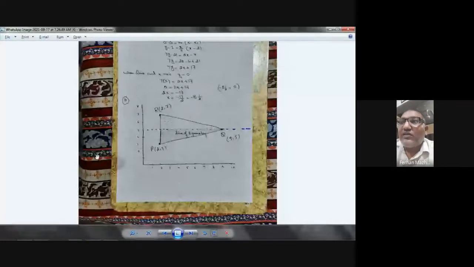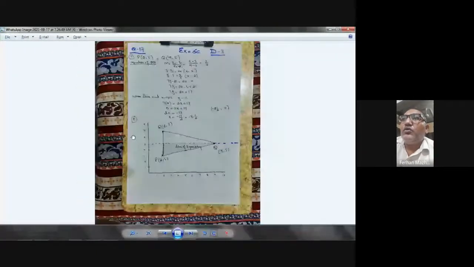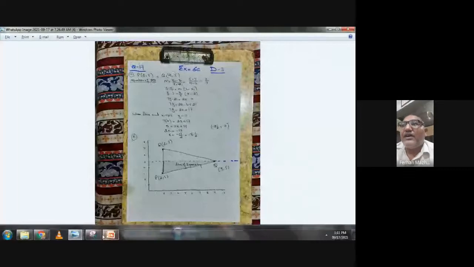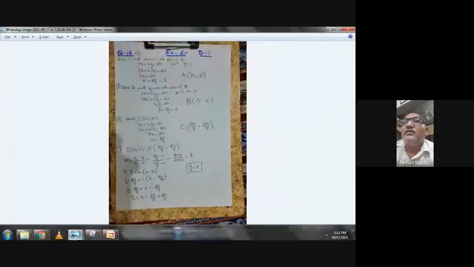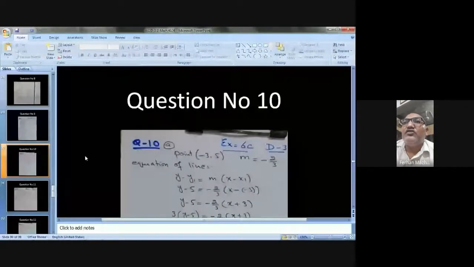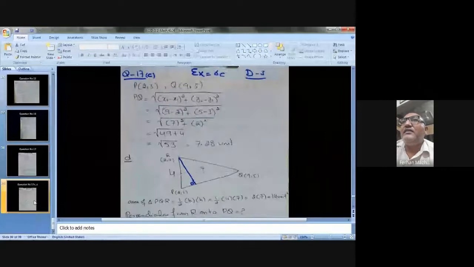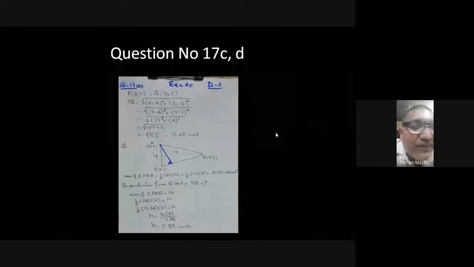Then he says calculate in the next part. In the next part, let me go to the next part. Question number 17, the next part. Let me find it. So that is question number 17 and its last part. He says, find the length of PQ.